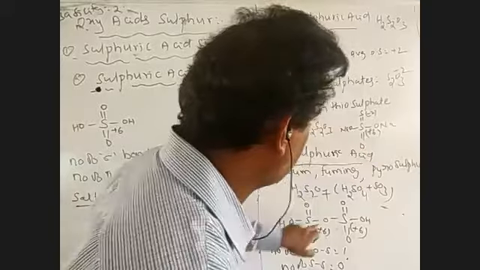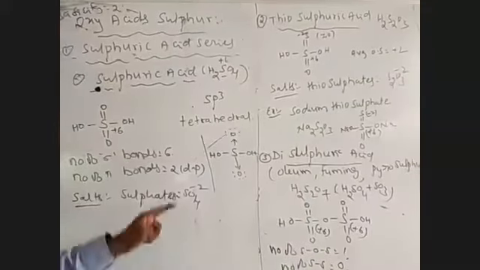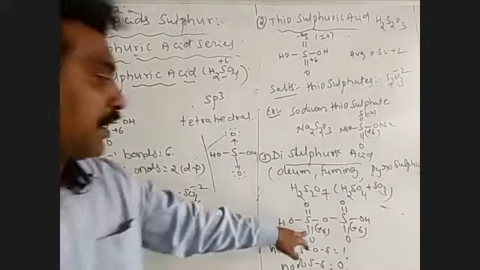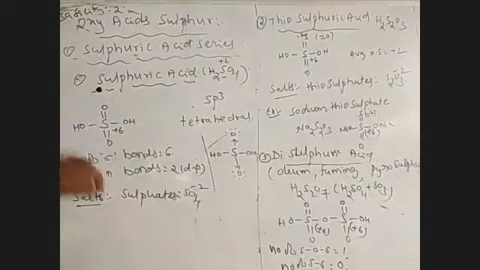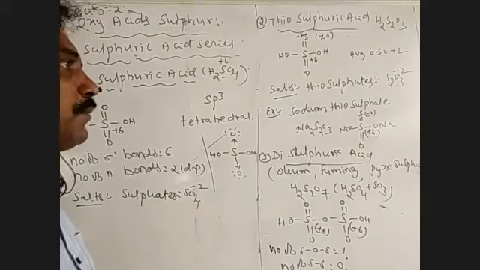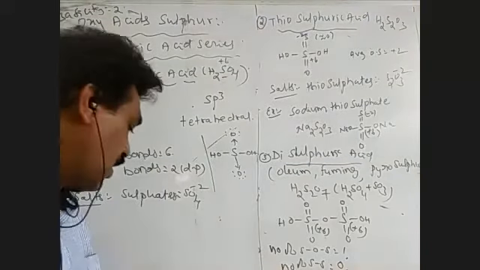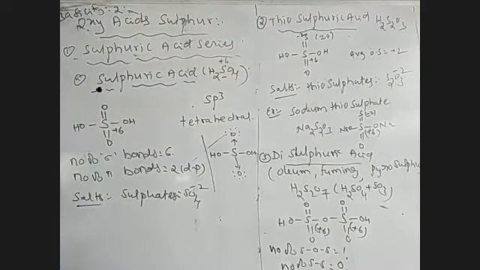Pyrosulfuric acid contains an S-O-S bond. Of its two sulfurs, one has +6 and the other also has the +6 oxidation state. In pyrosulfurous acid, one sulfur has the +5 oxidation state and the other has the +3 oxidation state. These are the oxyacids of sulfur, no doubt.